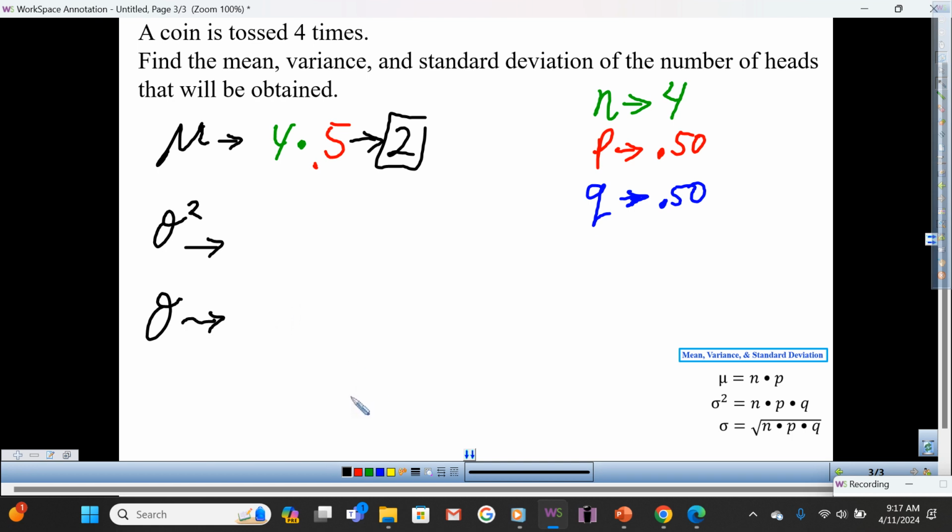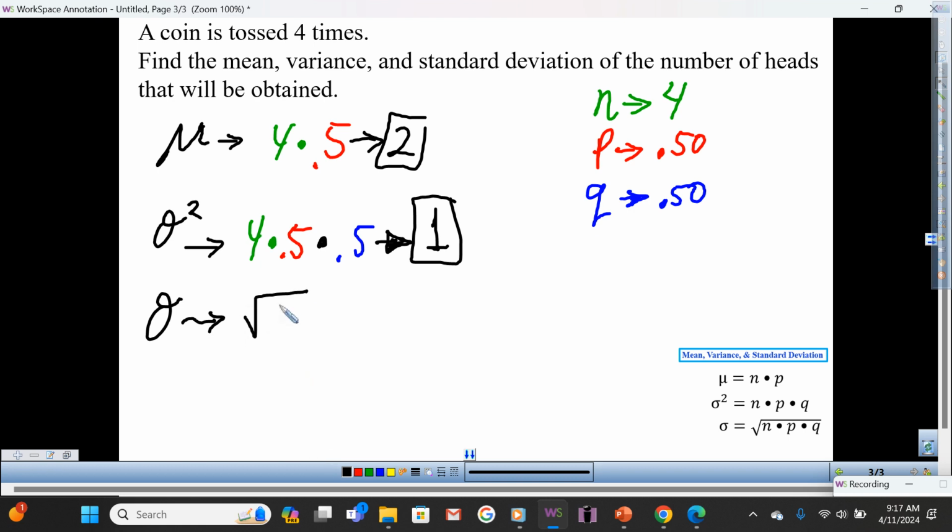All right. Help me with the next one. Illy, what do I write? Four times 0.5 or 0.50 times 0.50. Everyone, what is that? 1. That is correct. And last but not least, to find the standard deviation, tell your neighbor what to do.